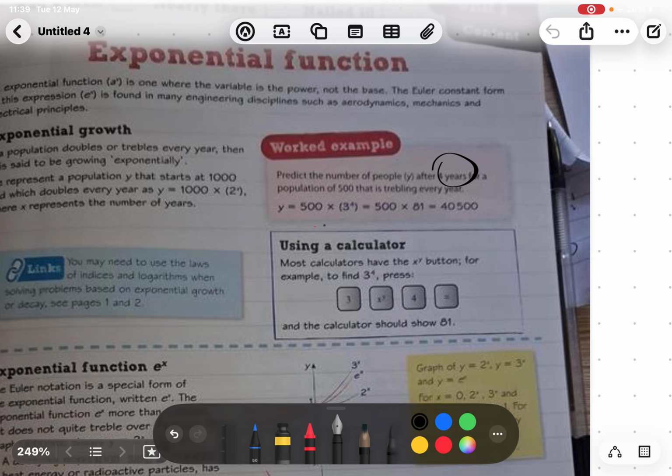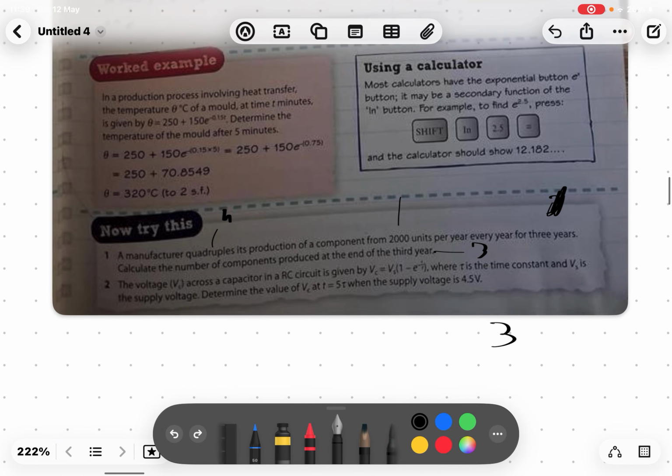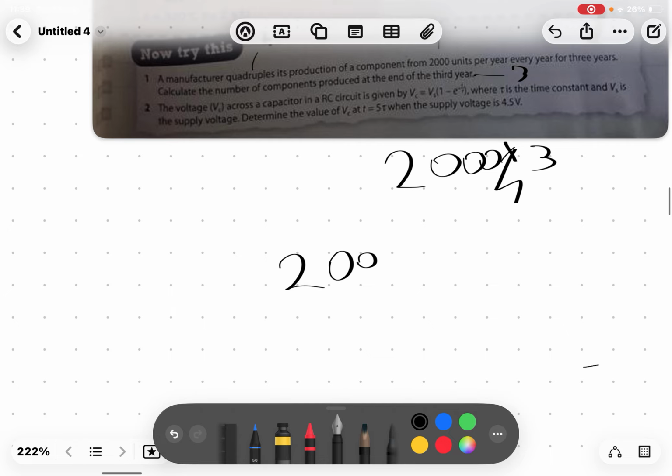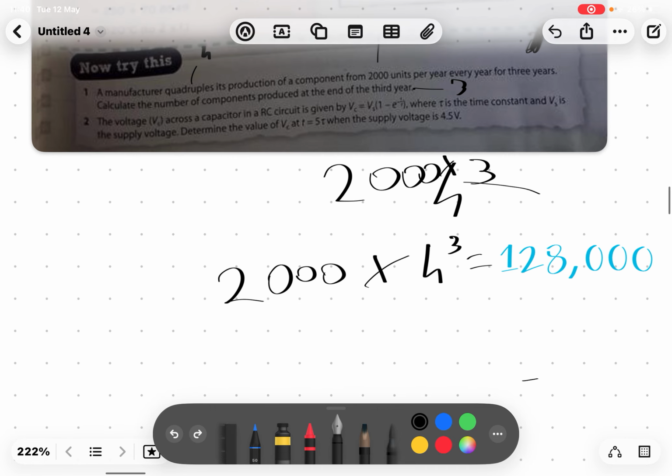4 years, tripling, yeah, so like this, times 2k, and the answer of this is this. It's in thousands, there's nothing after this.